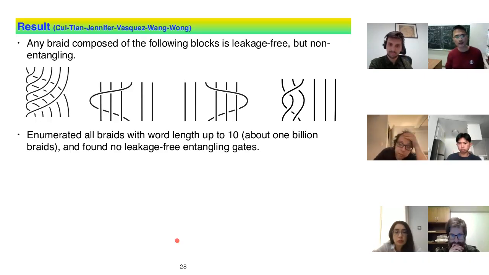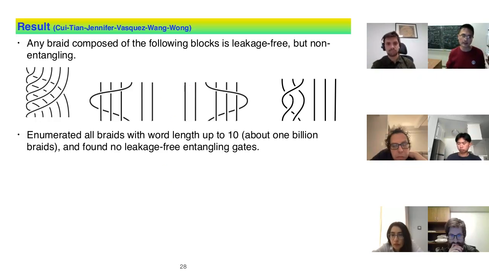We can show that any braid diagram composed of the following building blocks is leakage-free but non-entangling. So you can form quite complicated braid diagrams. They're leakage-free, but the gate you get is pretty boring. We also numerically emulated all the braids with length up to 10, and we still find no leakage-free entangling gates.